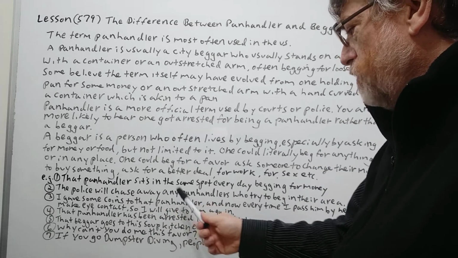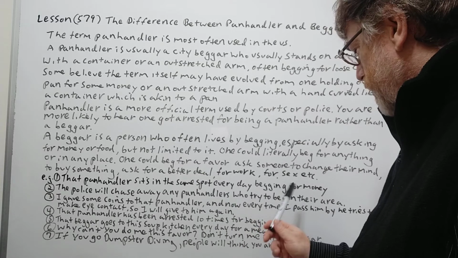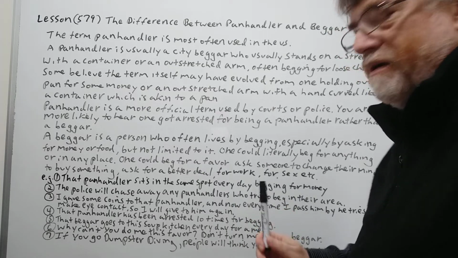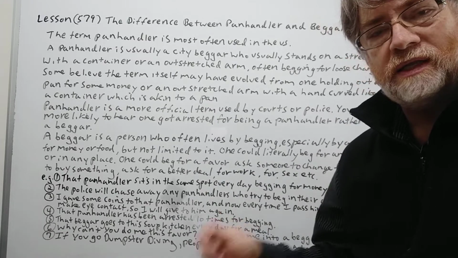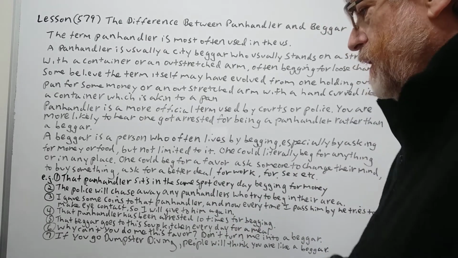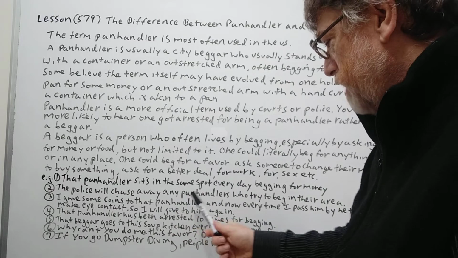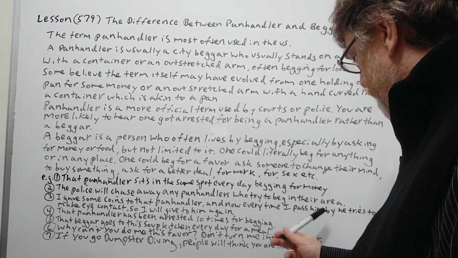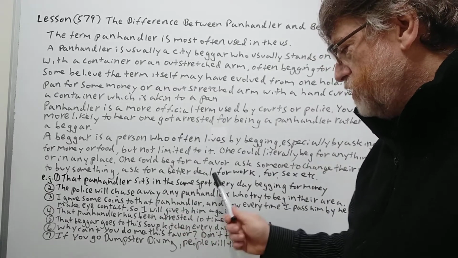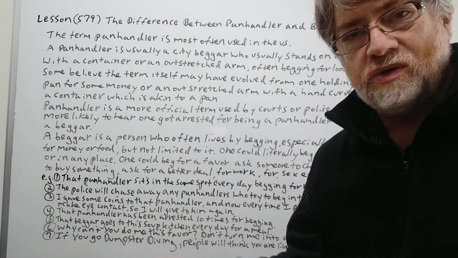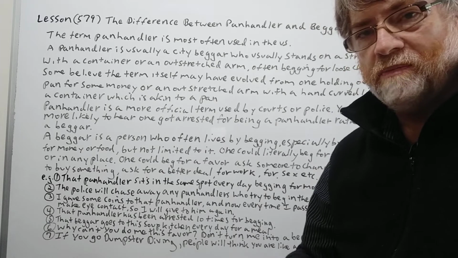Number 2: The police will chase away any panhandlers who try to beg in their area, if they patrol. Now here you're a little more likely to use panhandler because police are involved. Number 3: I gave some coins to that panhandler, and now every time I pass him by, he tries to make eye contact, so I will give to him again. Again, this is a situation where you could use the word beggar too. Both would have been fine.